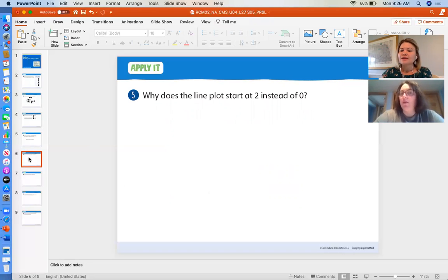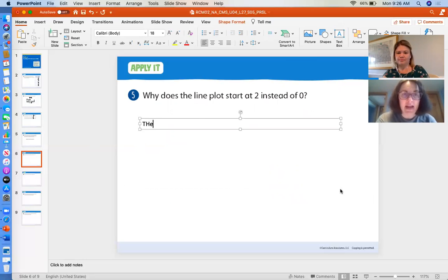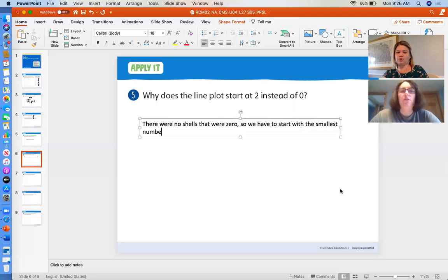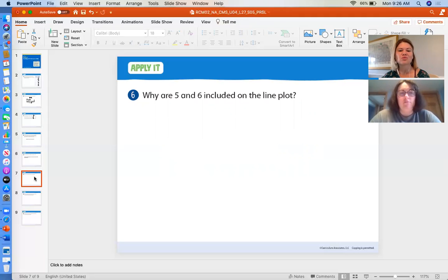Why does the line plot start at 2 instead of 0? Again, we've talked about this. There were no shells that were 0, right? So we have to always start with the smallest number, which was 2.